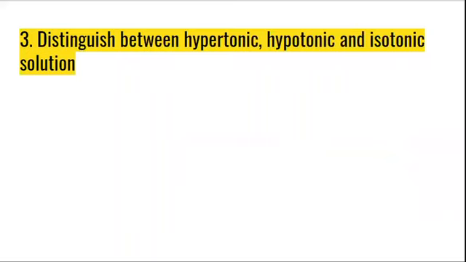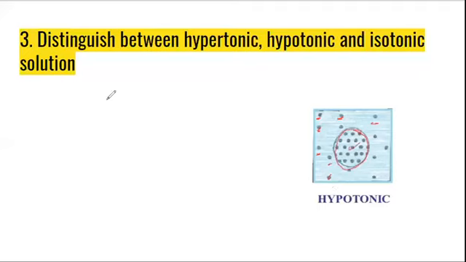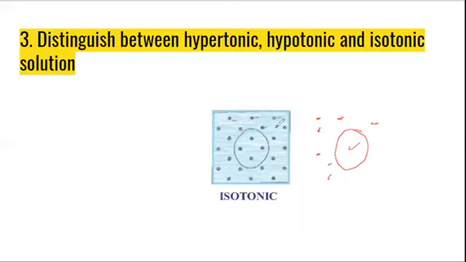Now, a hypertonic solution, as we already mentioned, refers to a higher concentration of solute molecules than the other solution. And a hypotonic solution has a lower concentration of solute molecules than the other solution. And isotonic means an equal concentration of solute molecules to the other solution as well. As you can see, they're almost equally scattered here.